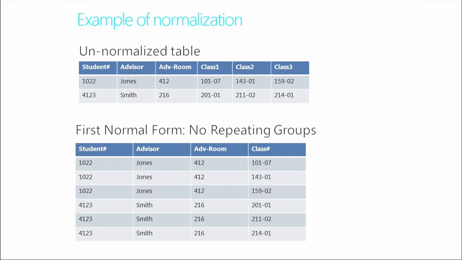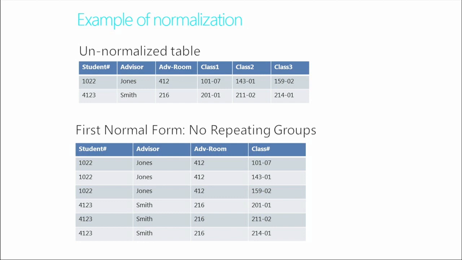All right, let's take out this table here. It's kind of like a spreadsheet at this point, an unnormalized table. It has student number, advisor, and the advisor's room number, where we can find that individual. Then for student 1022, they have class 101-07, class number 2 is 143-01, and 159-02. This is an unnormalized table at this point. Over the next few slides, we're going to take that content and normalize it.